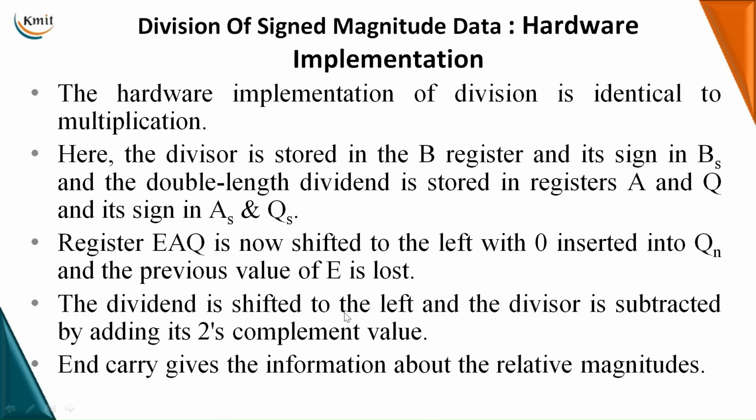After performing a shift left operation, you are going to perform a subtraction operation. The dividend is shifted to the left and the divisor will be subtracted by adding its complement value. After shifting left the dividend, you subtract the divisor from the dividend. How do you subtract? By performing the 2's complement of the divisor and adding it to the dividend. After performing this addition, whatever is your end carry, which is stored in the E flip-flop, gives additional information about the magnitude part of your result. We'll see this in much more detail in the flow chart.